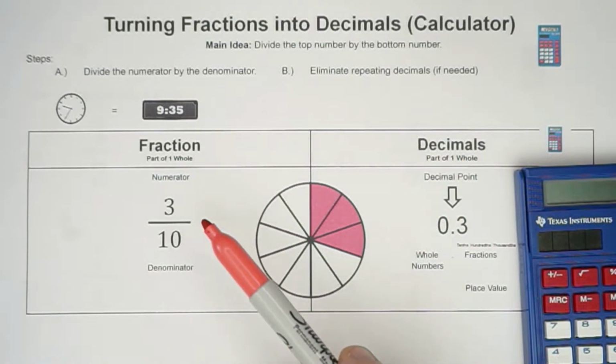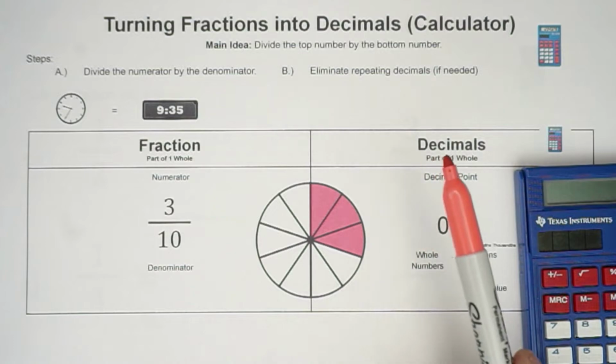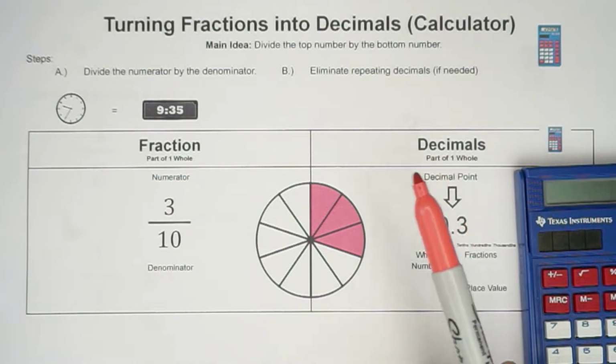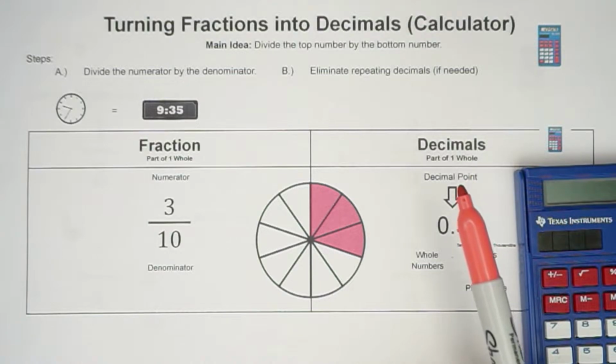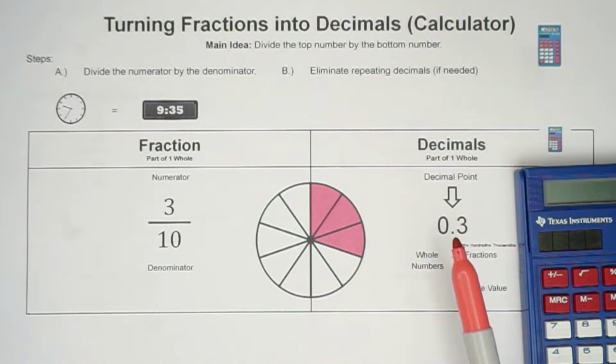Your fractions have numerators and denominators. Your decimals, our number system, when we use calculators and computers, needs to show fractions. It's not always easy to show that digitally. So instead of numerators and denominators, we get into this whole idea of place value with tenths and hundredths and thousandths. And we'll get into that more a little bit later.